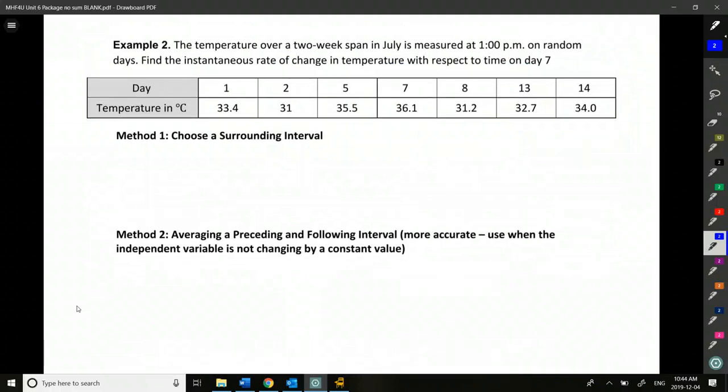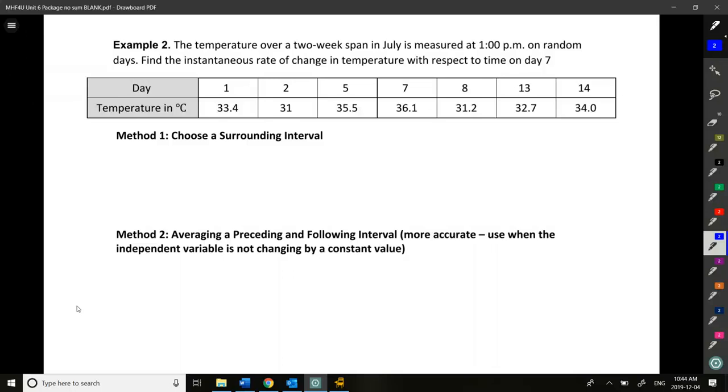So the second example is when we're given a set of data in a table of values. In this case, we're given the temperature over a 2-week span in July, measured at 1 p.m. on random days. So we're going to find the instantaneous rate of change in temperature with respect to time on day 7.